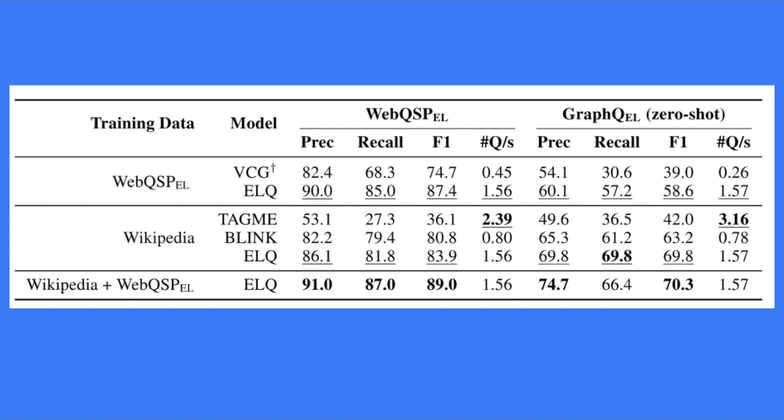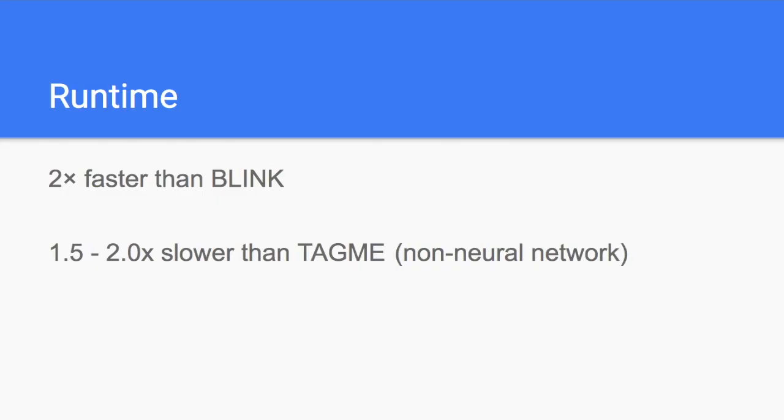So that's why it has such performance, and it's just 70% slower than the non-neural network model. But in terms of performance, it's almost not comparable. This non-neural network TagMe model is very poor in terms of F1 score, right? Okay, so that's the experiment result, and this is just runtime. It's 2 times faster than Blink, and 1.5 to 2 times slower than the TagMe model. But it's not too bad already because it's a neural network model, right?